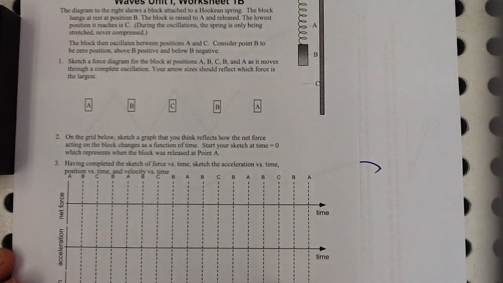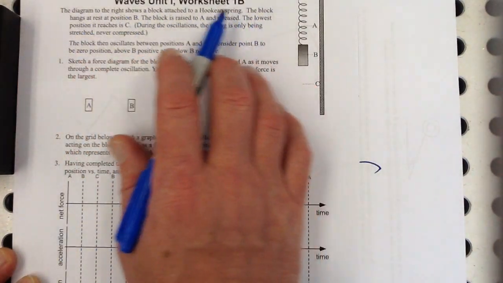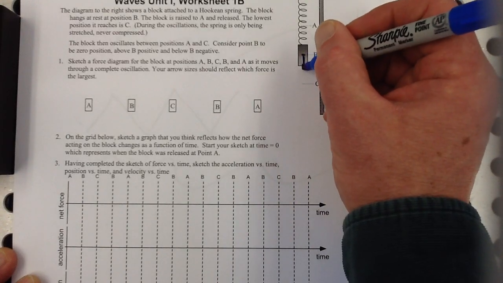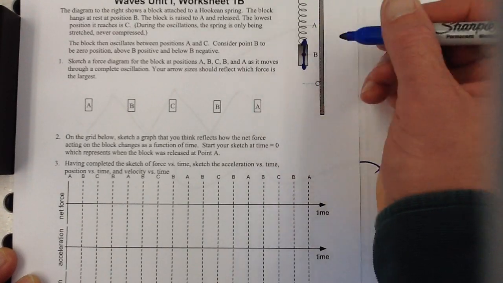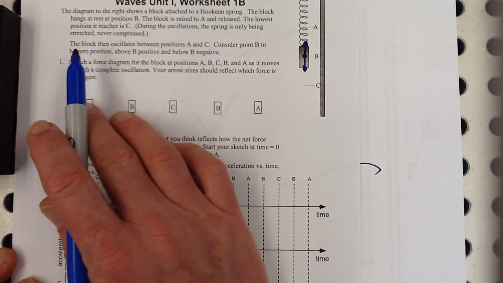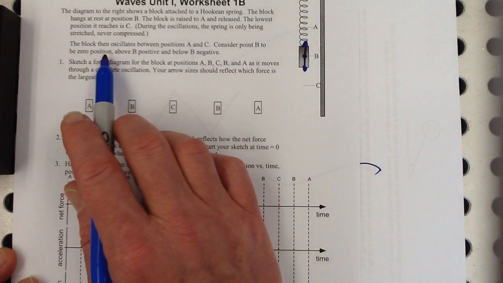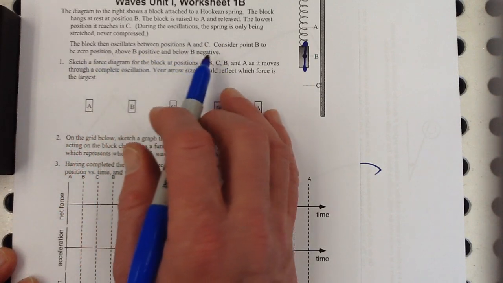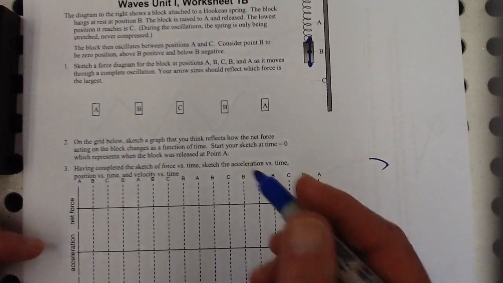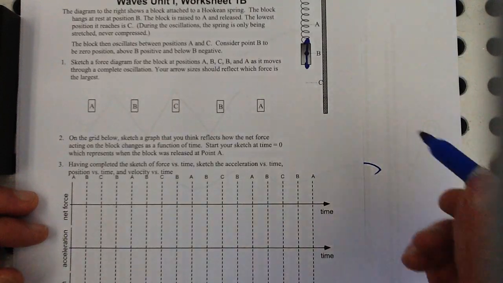Same deal, except this one's going up and down. The diagram to the right shows the block. The block hangs at rest at position B, so this is the place where the gravity and the spring force will be equal to each other. Sketch a force diagram for the block at positions A, B, C, B, and A as it moves.